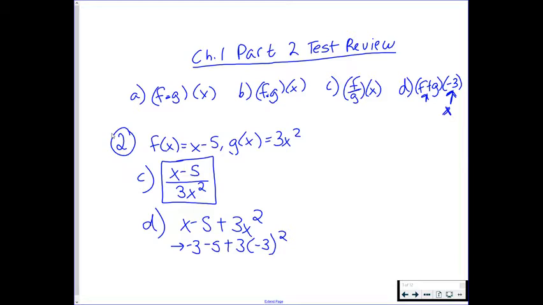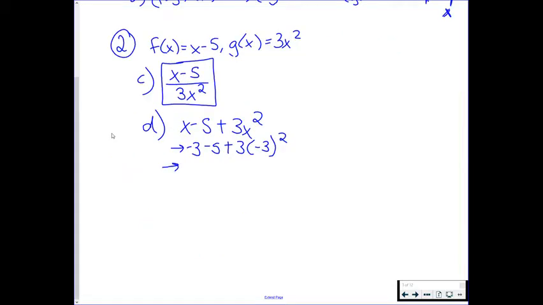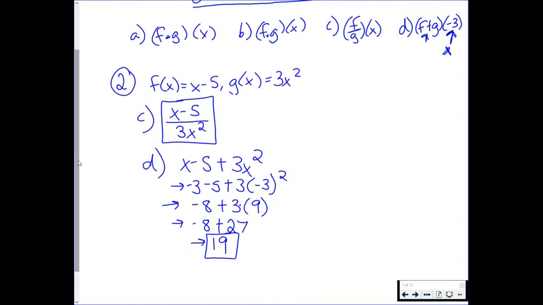Now I'm going to simplify that. Negative 3 minus 5 is negative 8. Negative 3 squared is 9. 3 times 9, following PEMDAS, is 27. So that's how you do question 2. Questions 1 and 2 both came from section 1.8, where we talked about composite functions. So if you struggled with those, I would go back and look at section 1.8 in your notes.